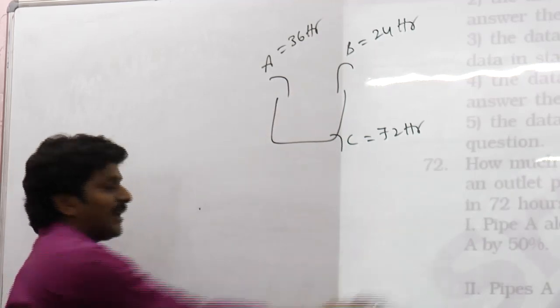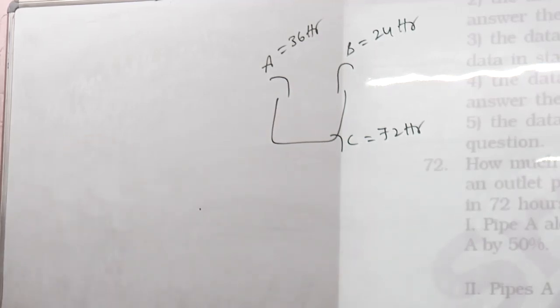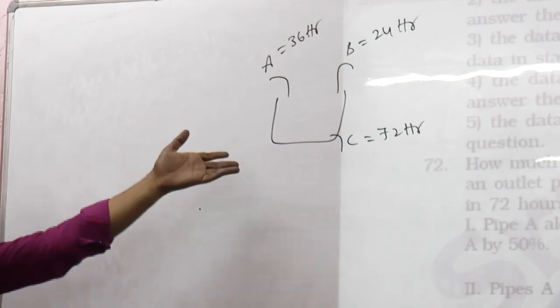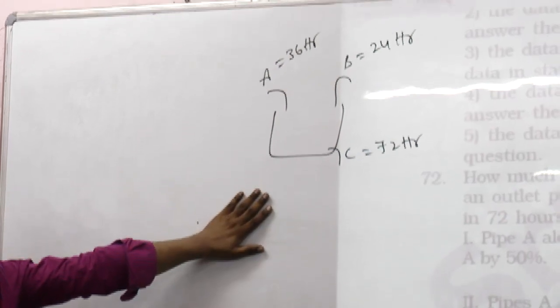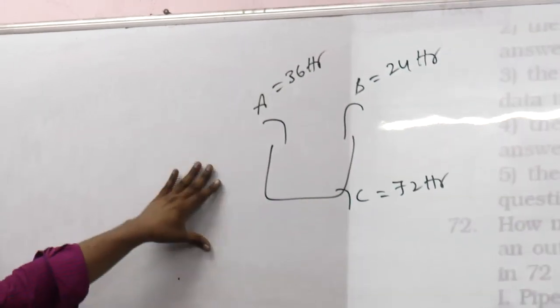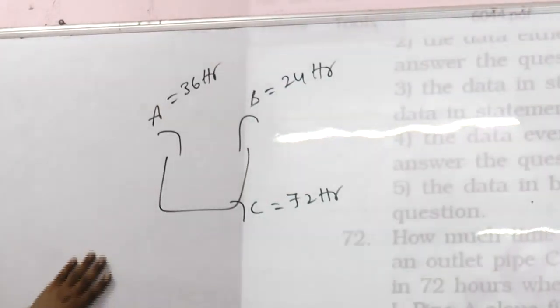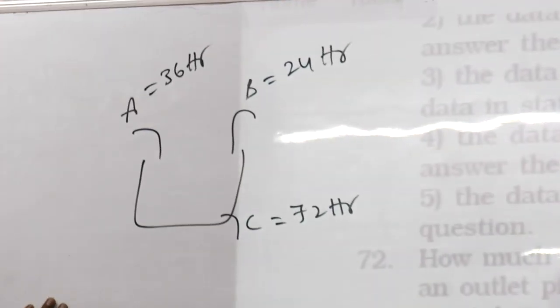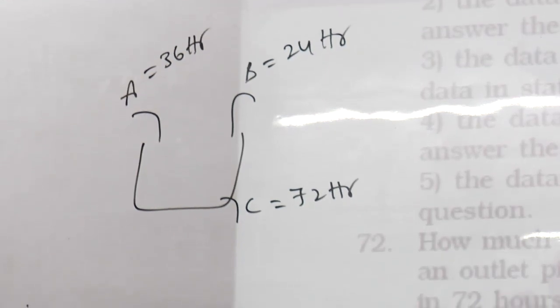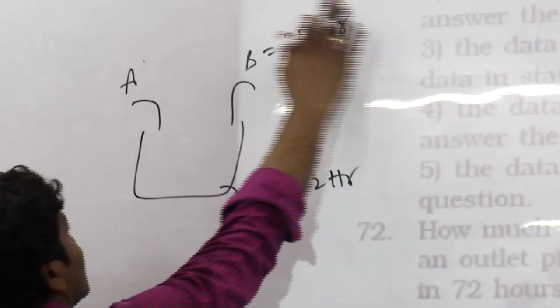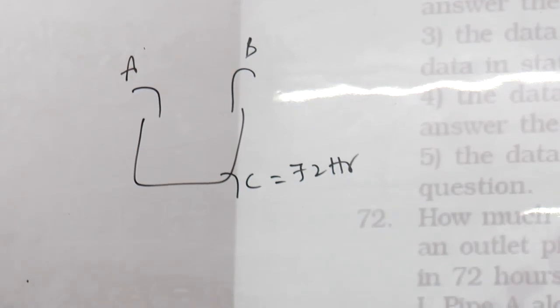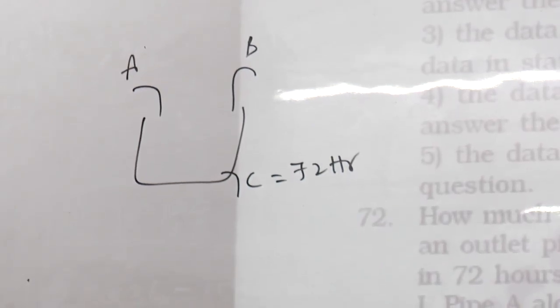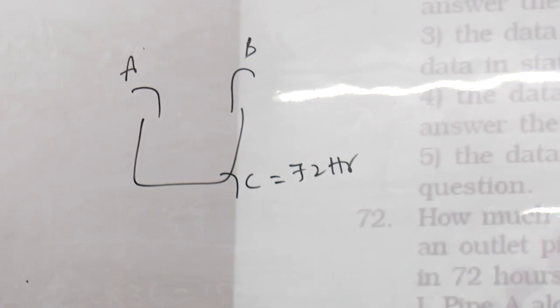So now you know the time taken by individual pipes A, B, C to fill the tank by inlet and to empty the tank by outlet pipe. So using this information, will you get answer or not? Yes, one alone is sufficient. Next, second one. Pipe A and B together can fill the tank in 14 by 5 hours if opened simultaneously and pipe C is not opened. Using 2 alone, can you get your answer?